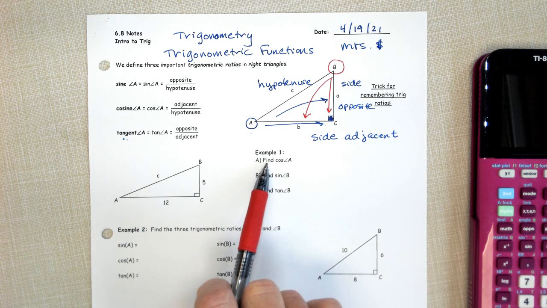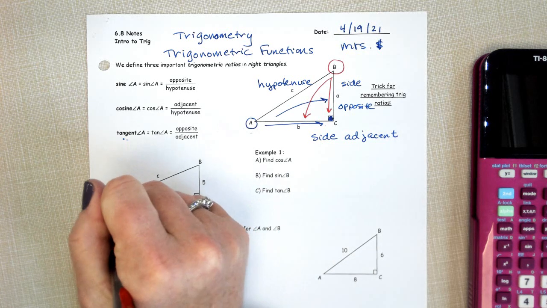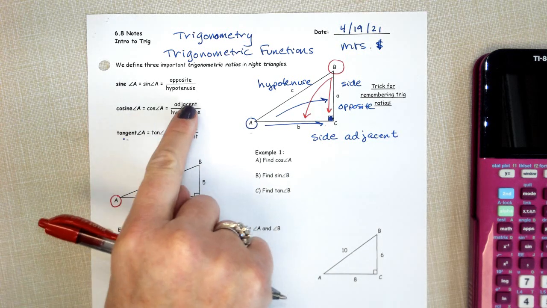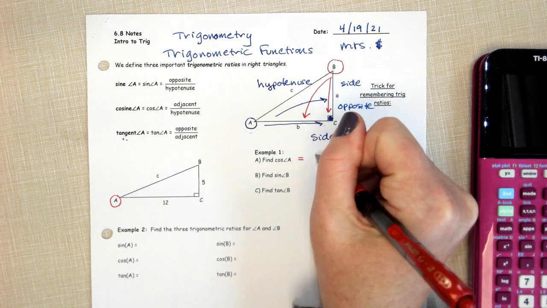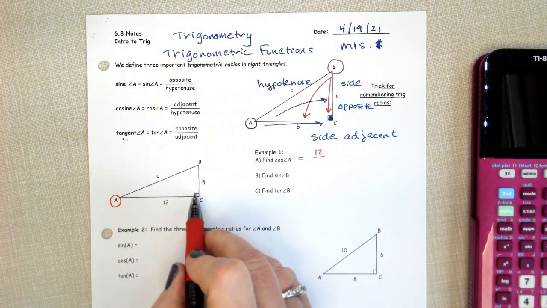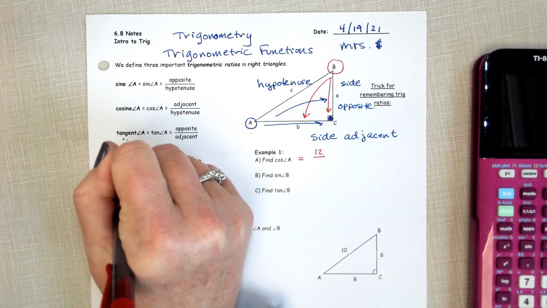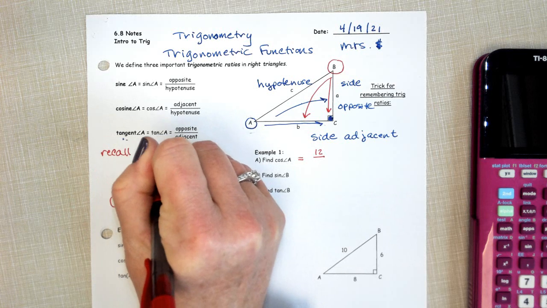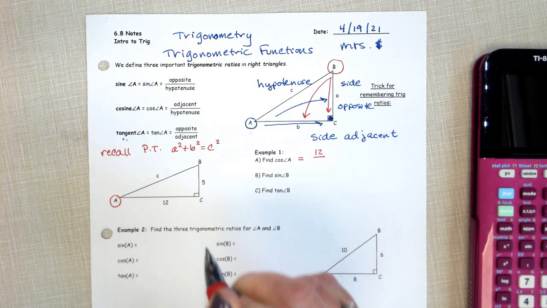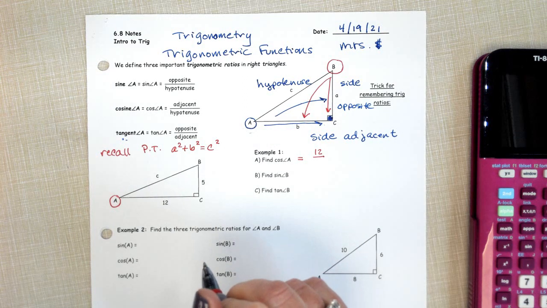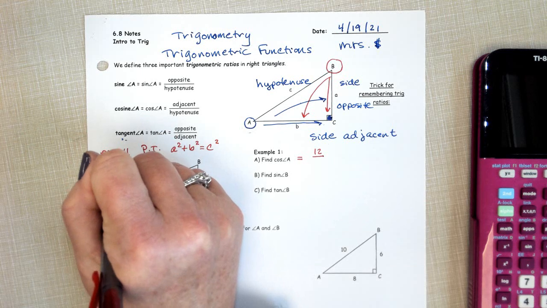Okay, so from angle A, the cosine of A is the side adjacent, which in this case is 12, over the hypotenuse. Well, I don't know the hypotenuse yet, but let's recall the Pythagorean theorem, which says a squared plus b squared equals c squared. And earlier in the year we talked about this, and we also talked about Pythagorean triples.